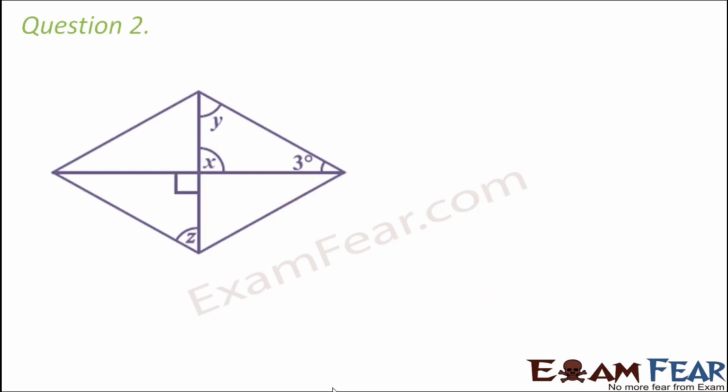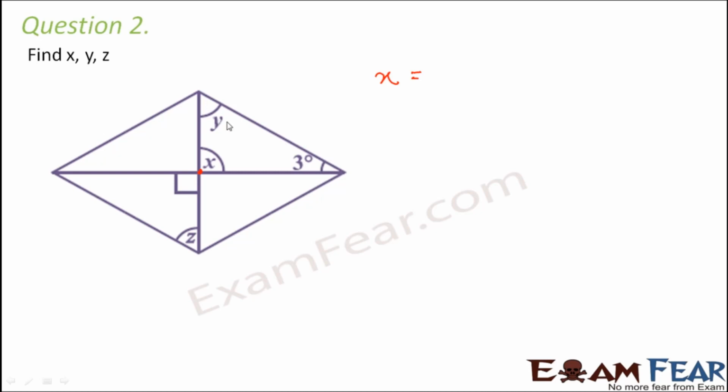Question number 2. Find X, Y, Z. Here again we have a parallelogram where we have to find these values. Now let us look at this triangle. Even before we look at this triangle, let us first try to see which one we can find in the easiest possible way. The value of X can be found very easily, because in a parallelogram we know that the diagonals bisect each other. So the diagonals intersect each other such that this part is equal to this part.